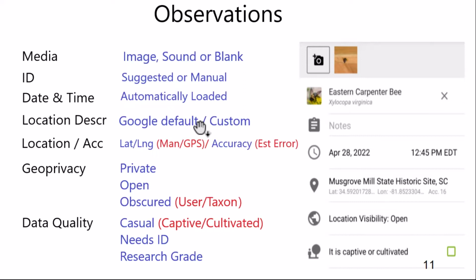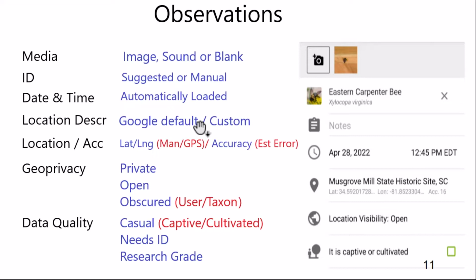Then there's geoprivacy, and they do allow you to hide the specific location of certain things. The default is open, which means everybody can see it and see the location of where it was. Private, generally it's not a good idea to use, because nobody can see it, and so it's of no value to pretty much anybody.